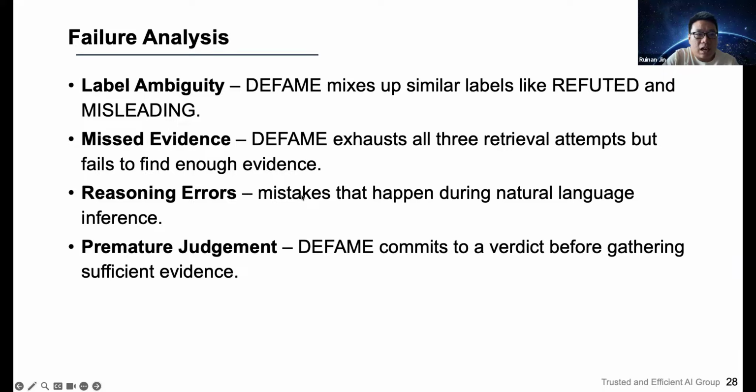And also they find there can be reasoning errors in the process, which are mistakes that happen during the natural language inference, which is intuitive. And finally, they have a premature judgment. This happens when the framework commits to the verdict before gathering sufficient evidence. So the evidence is present in the knowledge base, but unfortunately, the framework missed that before they make the final decision.